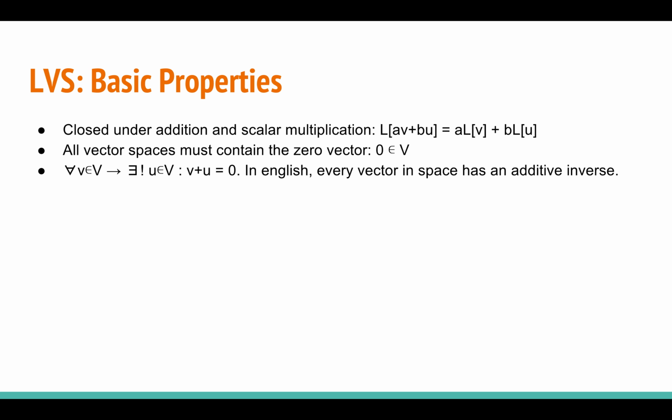So if you have a set of odd integers and you add 3 and 5, the result is an even integer. This is not contained in the set of odd integers, so this would not be a vector space. So that would be an example of a set not having closure.